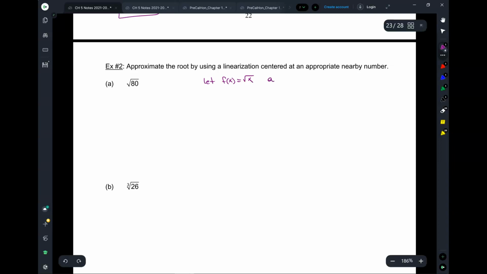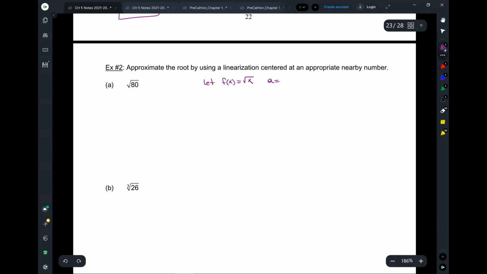But how about a? Now we need to pick an appropriate value for a that makes our life a little bit easier. So we're going to approximate at an appropriate nearby number. If you're dealing with root 80, a square root, what's a very close number you could work with? 81, right? So we're going to use a equals 81.